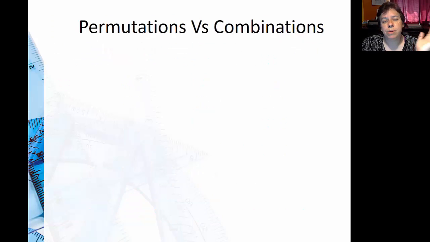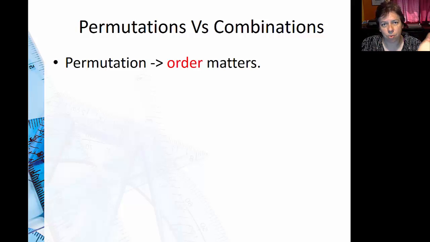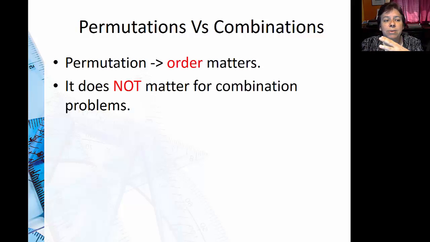So we need to know the difference between permutations and combinations. Permutations is when order matters. That would be like if you have people holding office, finishers in a race, a batting lineup in baseball. Order does not matter for combination problems. So that could be like pulling Jolly Ranchers out of a bag. Does it really matter if you get the blue raspberry before the strawberry? Not really.